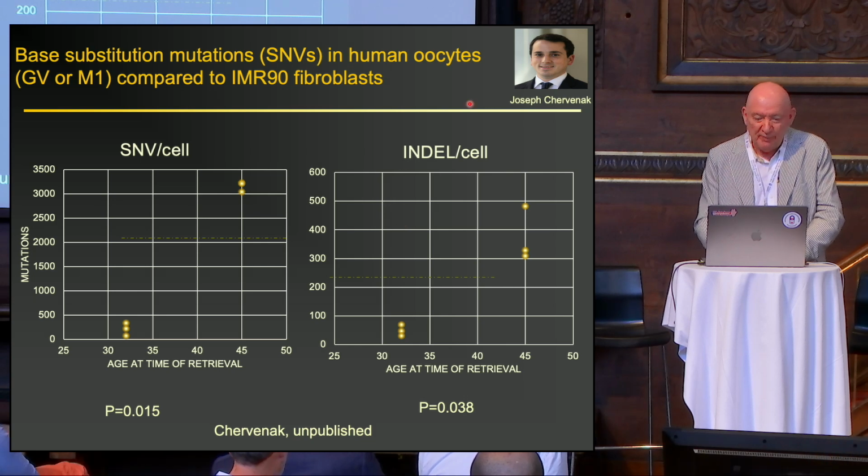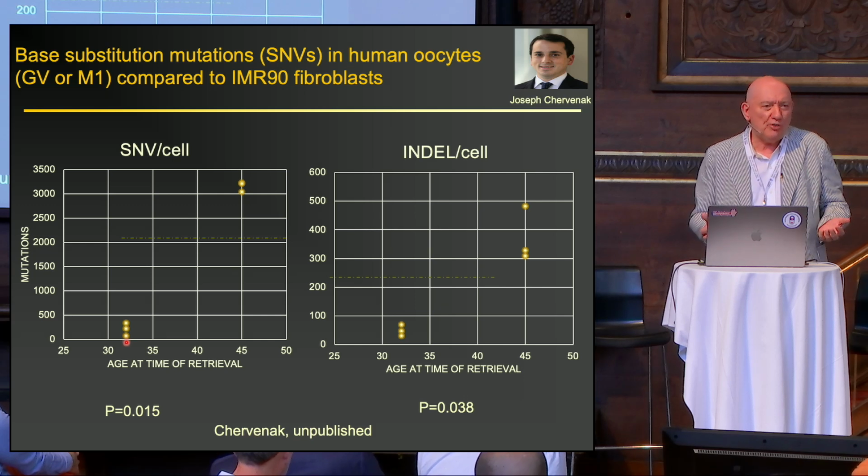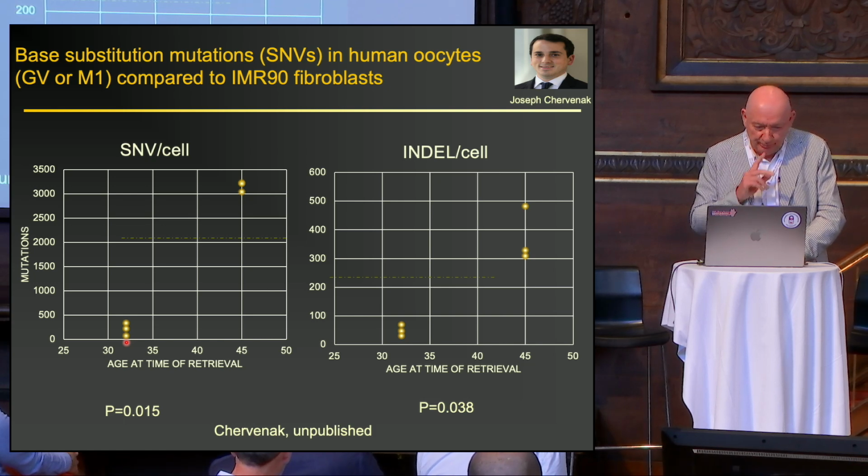oocytes. This is Joseph Cherniak, who's a clinician, he worked in the lab for a while. He's from OBGYN, and he basically collected oocytes and then did the single cell analysis to see how many mutations there were. And you can see here, when he took those from women in their early 30s, of course they got these oocytes from women who came for IVF, no? That's how they get these women and were able to get the oocytes. For IVF, I mean, in vitro fertilization.